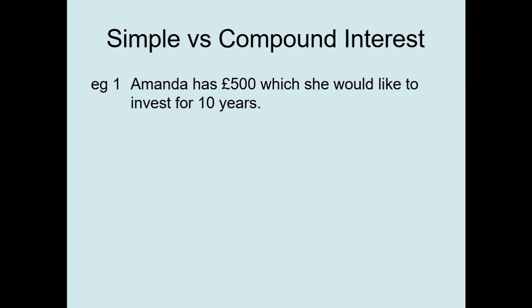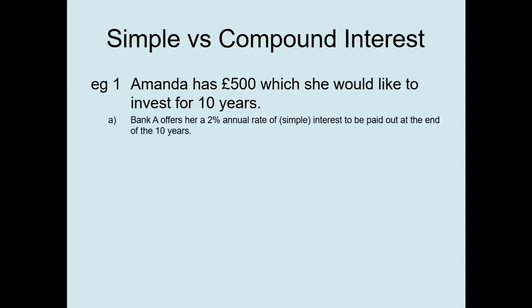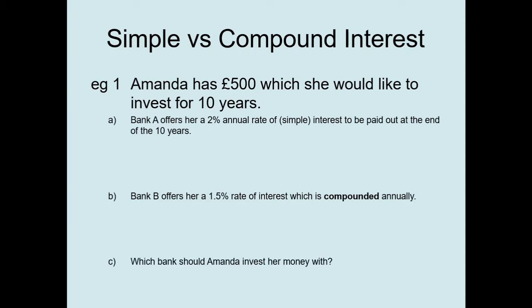So for example 1, Amanda has £500 which she would like to invest for 10 years. Bank A offers her a 2% annual rate of interest to be paid out at the end of 10 years. Now I'm giving you a hint here by saying simple interest, but if they had just worded it like that without saying simple and without saying compound, we need to know that that means simple interest. Bank B offers her a 1.5% rate which is compounded annually. Okay, so compounded must mean it's compound interest. Which bank should Amanda invest her money with?